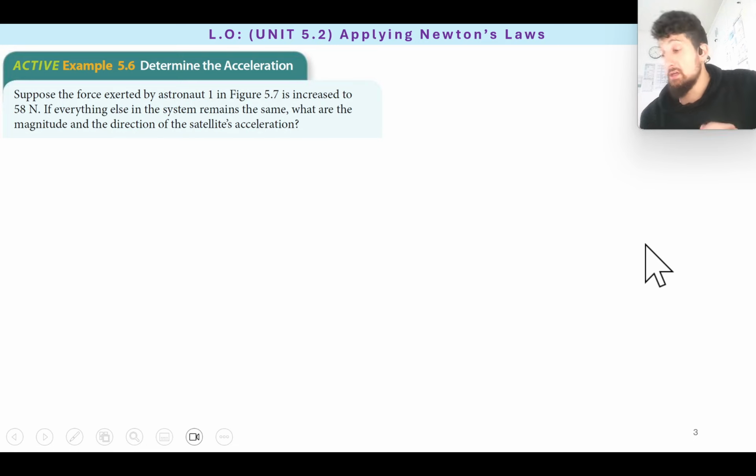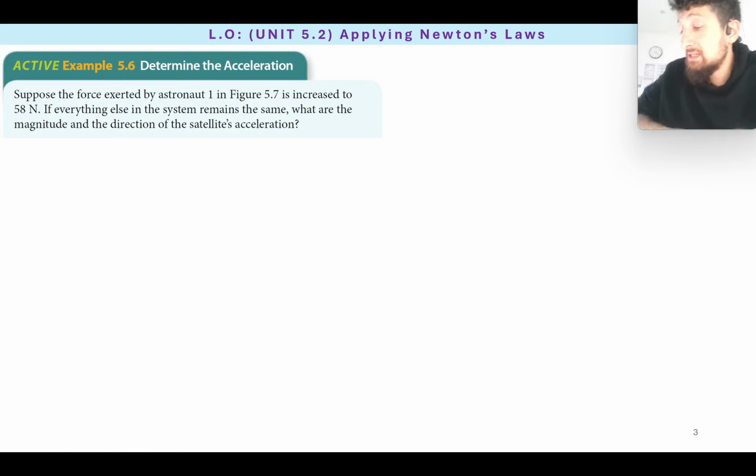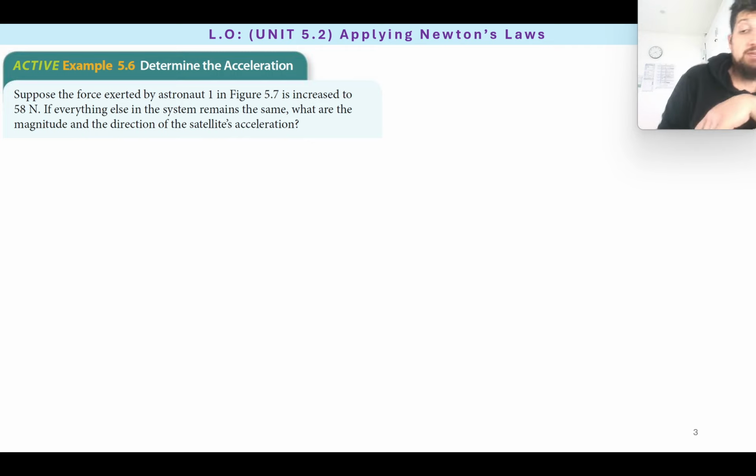Here we have a question that says, suppose the force exerted by the astronaut 1 in figure 5.7 is increased to 58 newtons as opposed to 46 newtons. If everything else in the system remains the same, what are the magnitude and direction of the satellite's acceleration? Let's have a look.